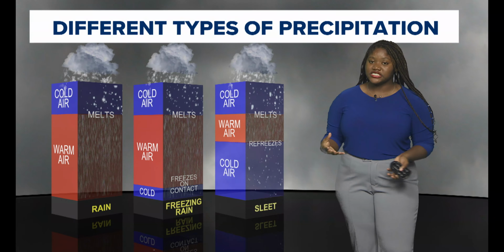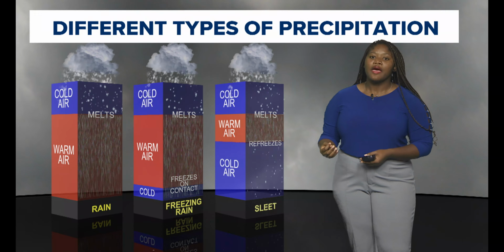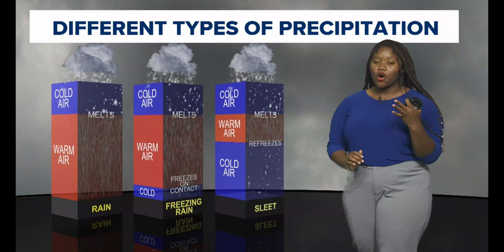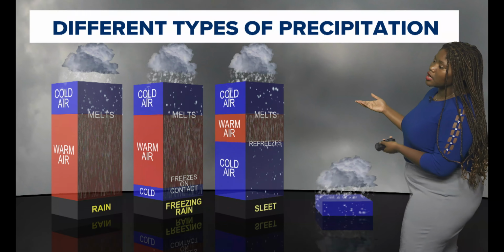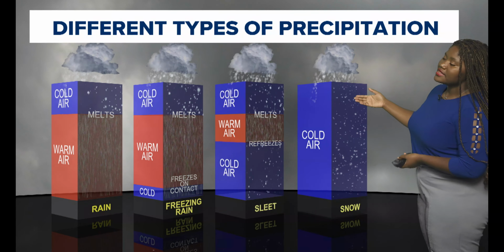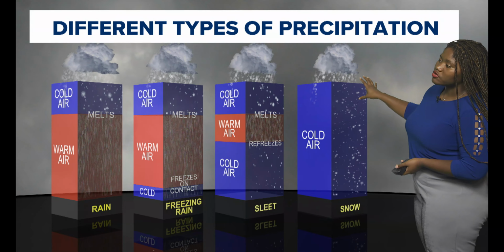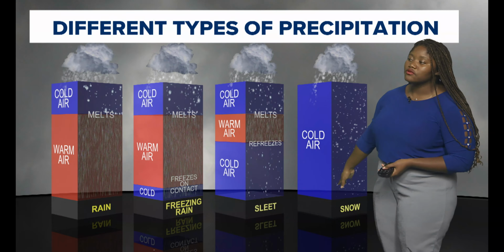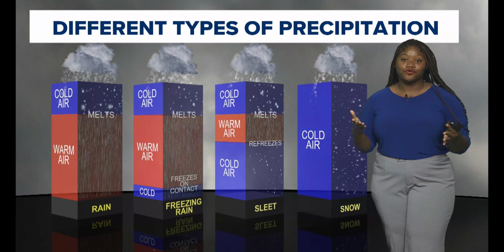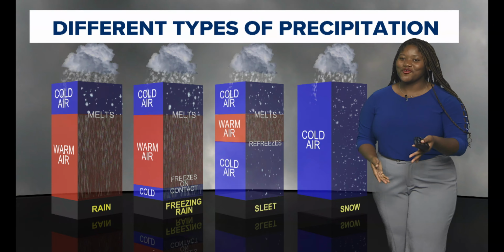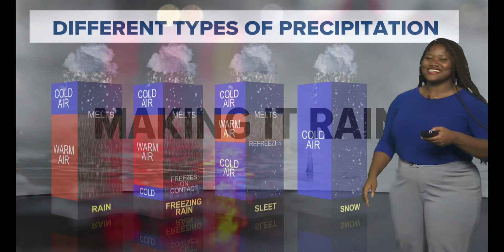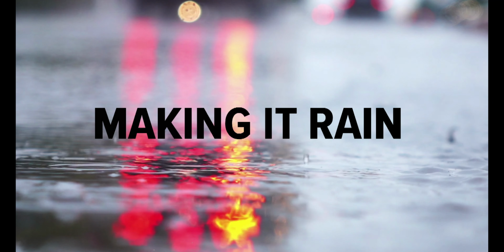So we have all these different types of precipitation because we have warm and cold air mixing in the upper levels. And for snow, that means you have cold air all the way from the cloud tops down to the surface is how you get snow. But I told you before, we're going to make it rain. So now let's make it rain.